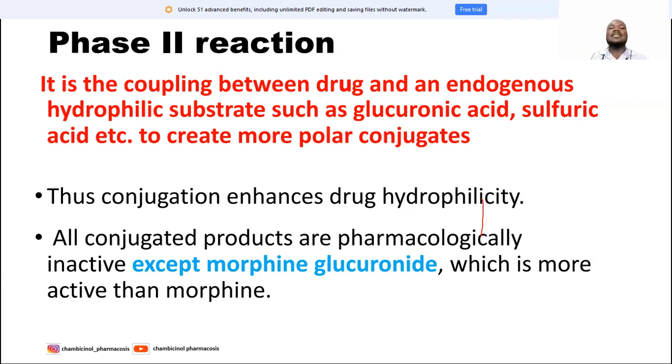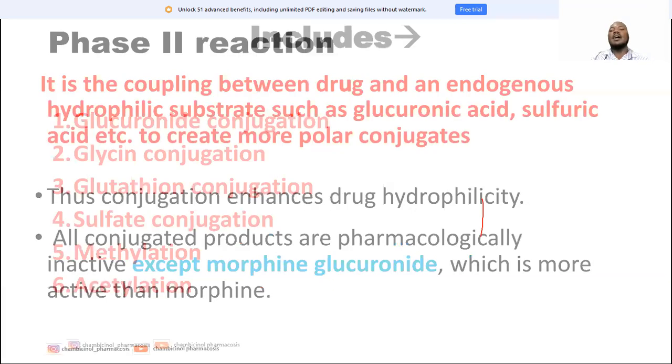Majority of the drugs which undergo phase 2 reaction ultimately become inactive, with the exception of some drugs. For example, morphine undergoes glucuronide conjugation, and it becomes extremely active in comparison with the parent drug. So for the majority of them, once they undergo phase 2 reaction, the drug becomes inactive. But there are a few exceptions, for example morphine, where the metabolite becomes active.